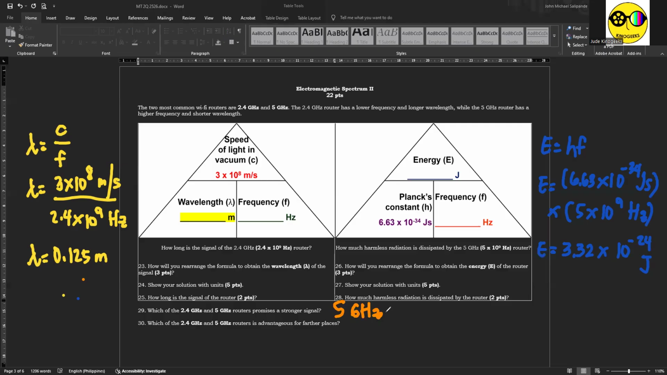On the other hand, which of the 2.4 gigahertz and 5 gigahertz routers is advantageous for farther places? 2.4 gigahertz has the lower frequency and the weaker signal. However, it can reach farther places because it has a longer wavelength. Remember, frequency and wavelength are inversely proportional to each other. The lower the frequency, the longer the wavelength. The higher the frequency, the shorter the wavelength. Therefore, if your cell phone or gadget is far from the two routers here, the better option to connect to is 2.4 gigahertz.